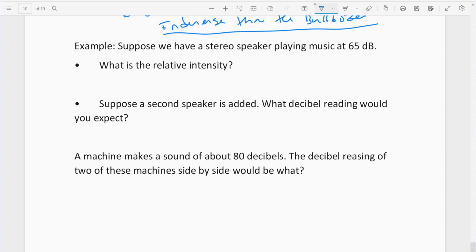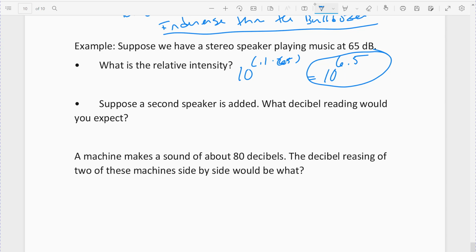Well, the relative intensity is 10 raised to the 0.1 times the decibel level, 65. So it's 10 raised to the 6.5, and I'm just going to leave it as 10 raised to the 6.5 as the intensity of that. Again, it's a little over 3 million.